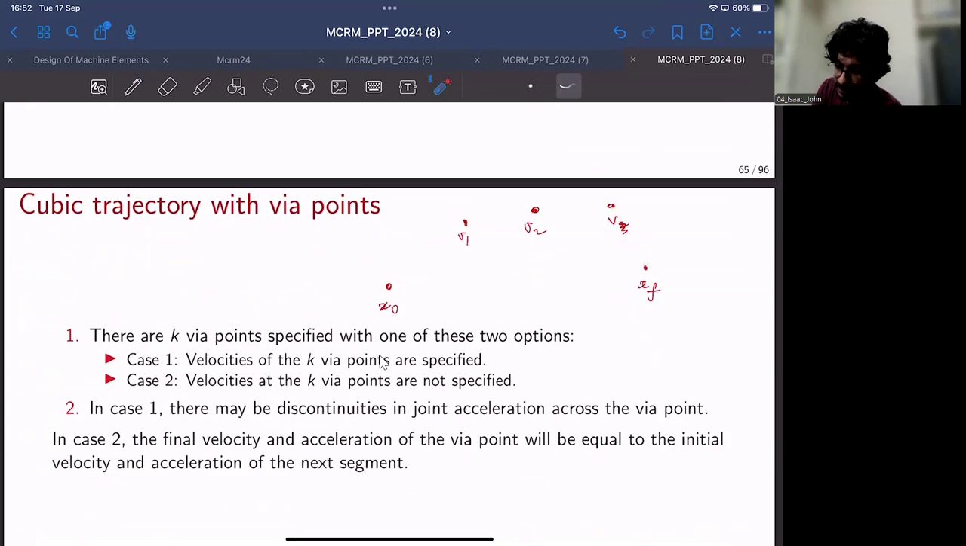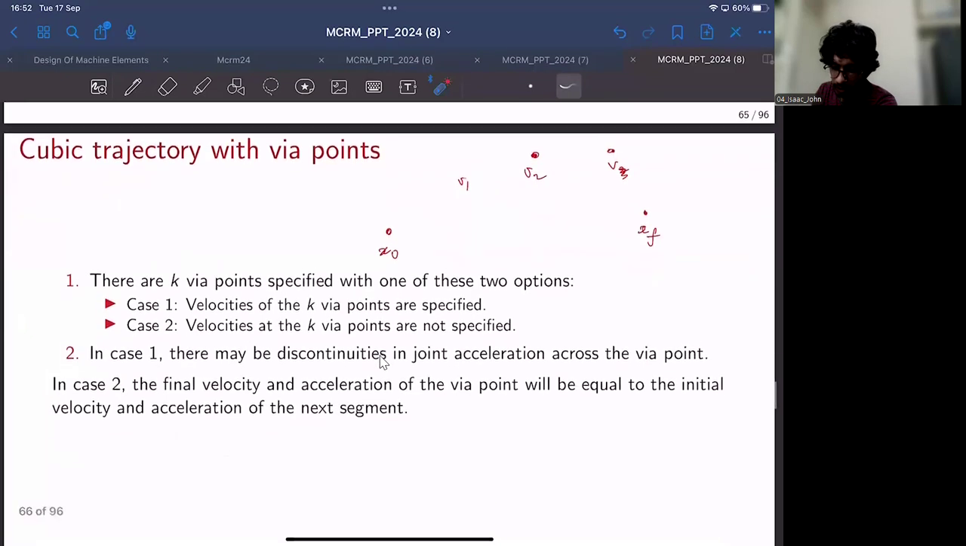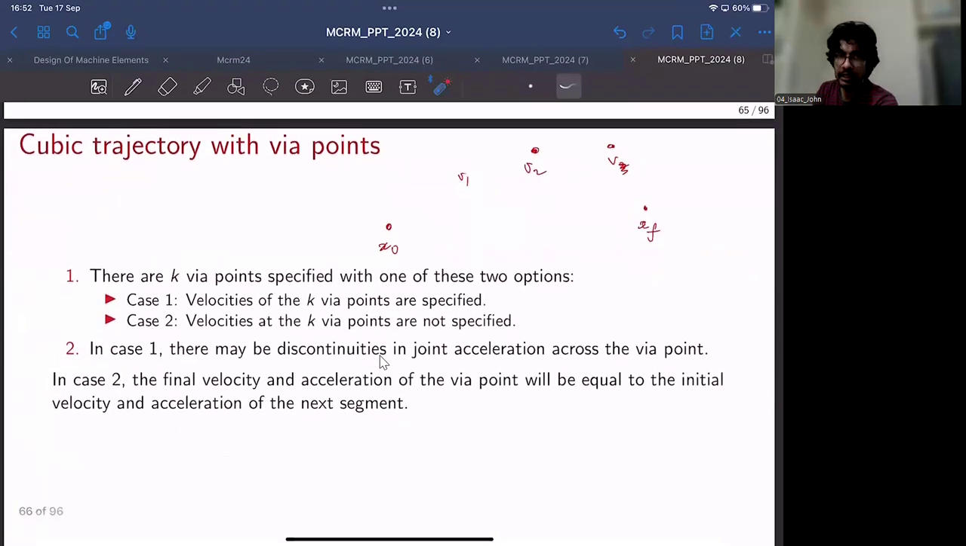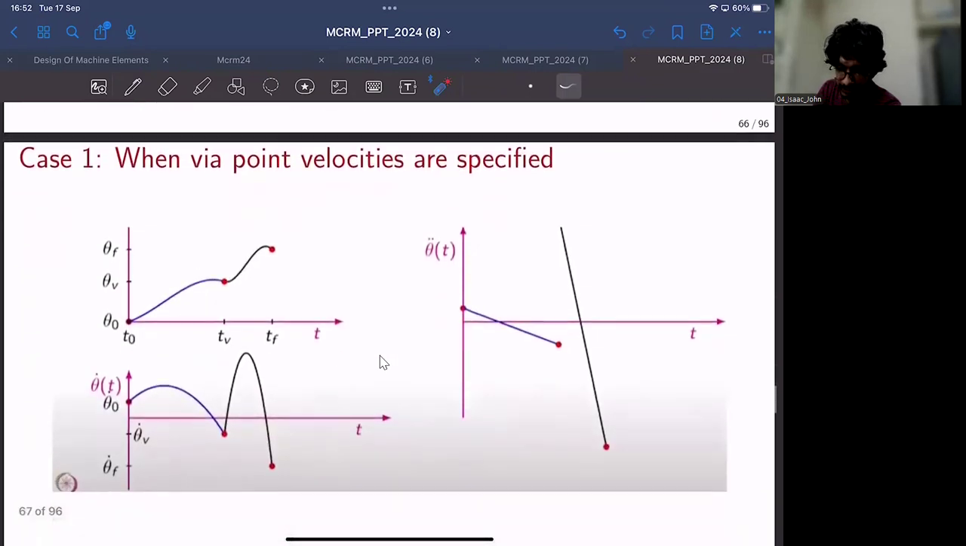So in the first case, we specify the position and velocity of this via point. In the second case, we don't specify the velocity of this via point. We simply consider that the final velocity of the first segment is nothing but the initial velocity of the second segment. There are a few implications, because if you specify the velocity of the via point, there will be a discontinuity in the profiles. I'll show you that in the slides.